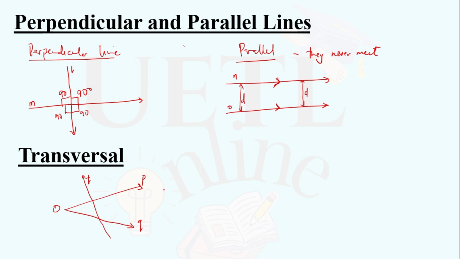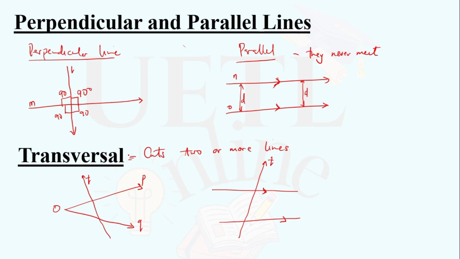When you have two parallel lines like this, going in this direction, or even in this direction, and a line crosses them like this, we can call it a transversal. A transversal is a line that cuts two or more lines. This is what we call a transversal.